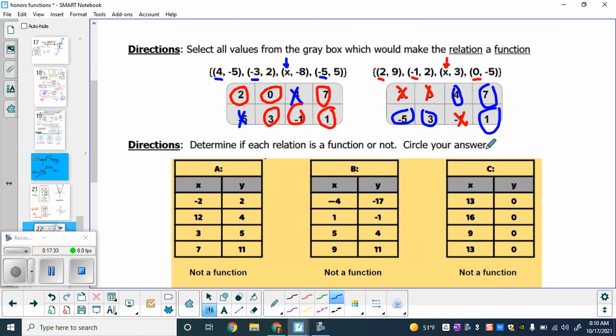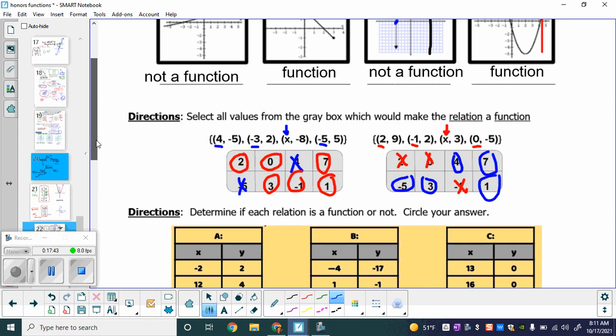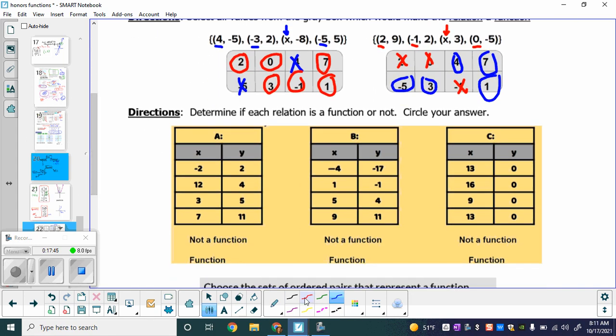All right, so we've seen kind of just lists. Now let's go back to the table of values. We talked a lot earlier in the video about the vertical line test. Now let's go back to tables of values and see if they're a function or not, okay? So for this table of values A, we got a -2, a 12, a 3, and a 7. None of these things in the domain repeat, so we have a function.